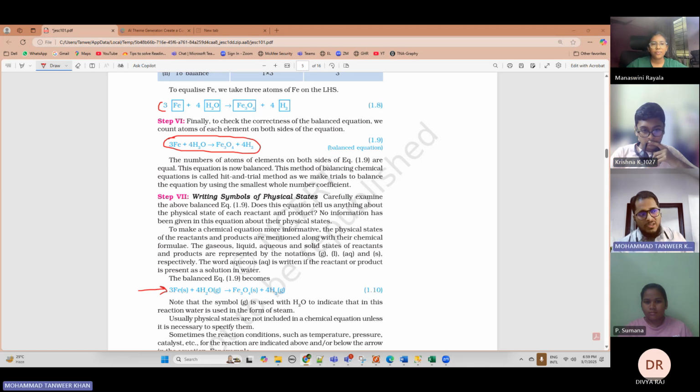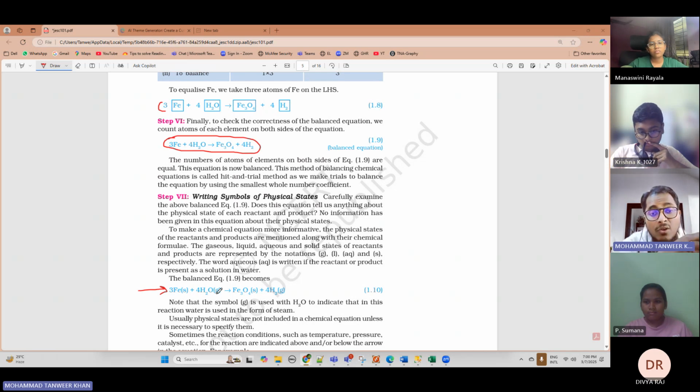But how do we know if they are in gaseous or solid? When you are doing a live experiment, then you will come to know. But just by writing it, we cannot find which one is solid, which one is liquid. Like Manaswini asked, this H2O means water, right? So it should be L here. But why have I written G? G means it's in gaseous form.